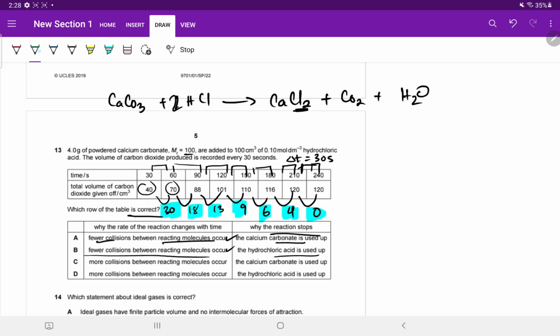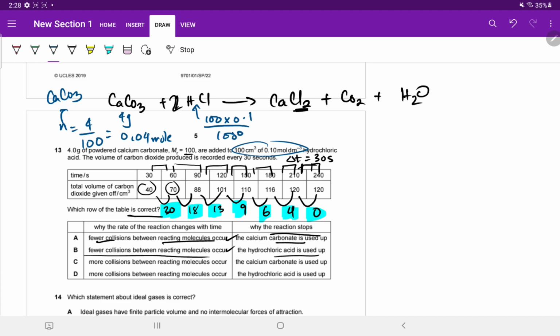So now let's calculate the moles. It says 4 gram of calcium carbonate of Mr 100. They have also given us the Mr. So moles of calcium carbonate shall be 4 divided by 100, which gives us 0.04 moles of calcium carbonate. For hydrochloric acid, they have given us the volume and concentration, so we can calculate the moles from here. If we do it, then we're going to get 0.1 moles, I believe.